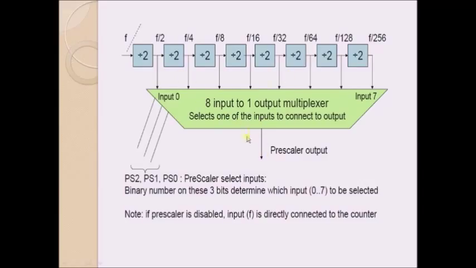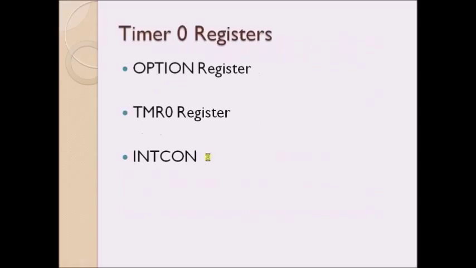The output of the multiplexer depends on these particular bits, PS2, PS1 and PS0. These are called the Prescaler select inputs, and these bits are present inside the option register. So by programming these bits, I can select any one of these clocks as the output of this multiplexer. Let us see how to program these bits and how to select any one of these clocks.